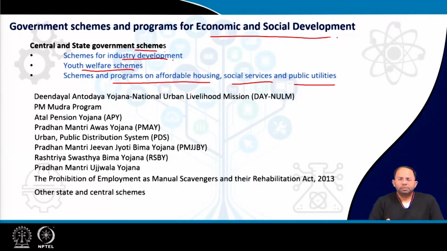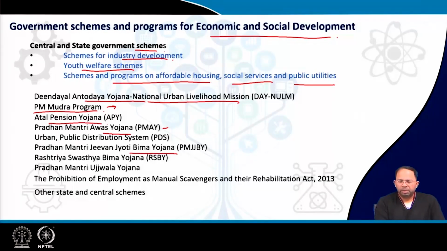Some of the specific programs which influence economic and social development are the Deen Dayal Antyodaya Yojana or the National Urban Livelihood Mission. We will discuss this in detail. Then the PM Mudra program, where the government gives loans. Atal Pension Yojana, as you understand from the term, is a system for pension. Pradhan Mantri Awas Yojana, where housing is provided or subsidized for poor income groups. Urban Public Distribution System, the PDS or ration system, where we provide subsidized food grains or other food materials to the poor.